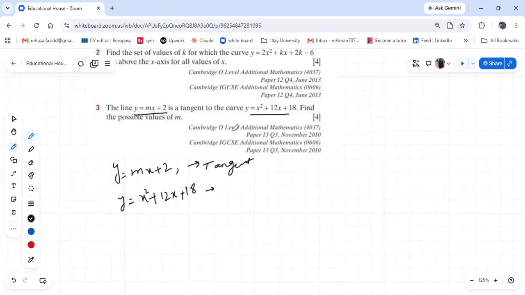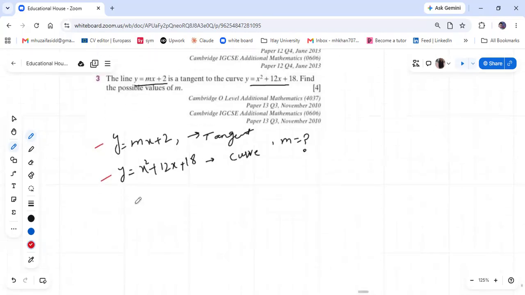This is our curve, and our question is to find the values of m. Look at it here. This is our equation 1, this is our equation 2, and both equations have one side the same. So we write that x square plus 12x plus 18 is equal to m of x plus 2. Got it?